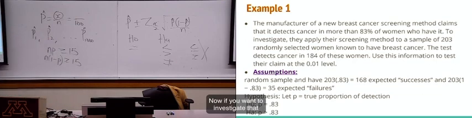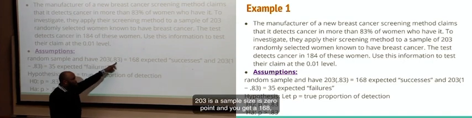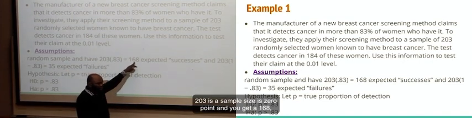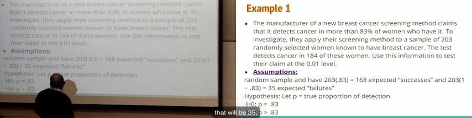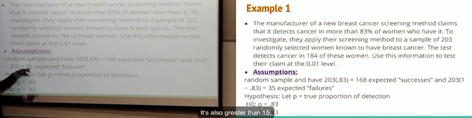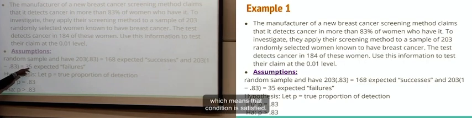Now, if you want to investigate that, N, 203, is the sample size, P is 0.83, and what you get is 168. It's greater than 15. And we do 203 times 1 minus that. That will be 35. It's also greater than 15, which means that condition is satisfied.